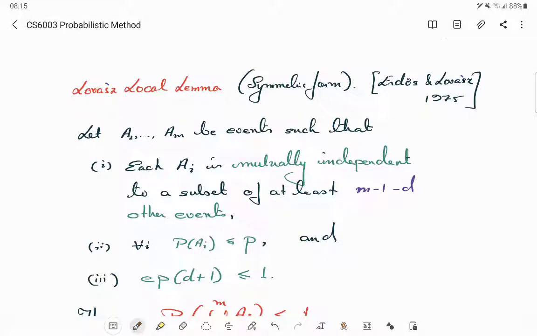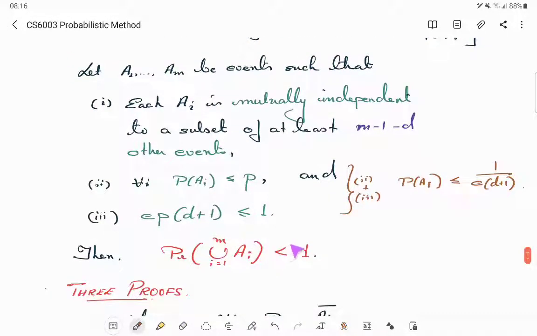That's the context, and we needed this inequality to be satisfied by p, where p is a bound for all P of Ai for all i, and this p had to be at most 1 by e times (d plus 1). Actually, I can combine these two, and then this is nothing but a bound on P of Ai. We are just saying P of Ai is at most, not exactly the reciprocal of d, but 1 by e times (d plus 1). And then we will get the conclusion we want. The conclusion that we are looking for is that the union of Ai's has a probability strictly less than 1.